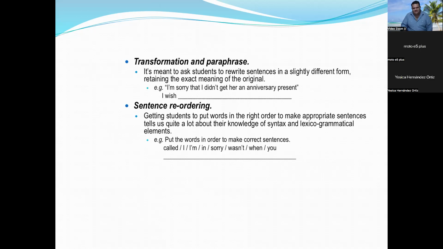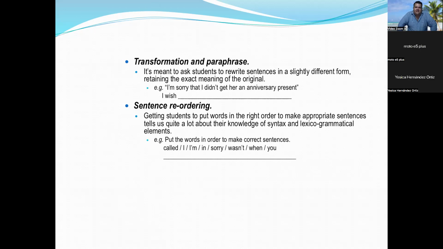Paola, you can answer this. I wish I will have money. No. Fíjate en la frase original. I'm sorry I didn't get her an anniversary present. I wish I... O sea, lo mismo, pero diferente frase. I wish I wouldn't get her an anniversary present. Okay, close enough. I wish I had given her an anniversary present. Okay, aguas con eso, Paola. You need to work on your conditionals.